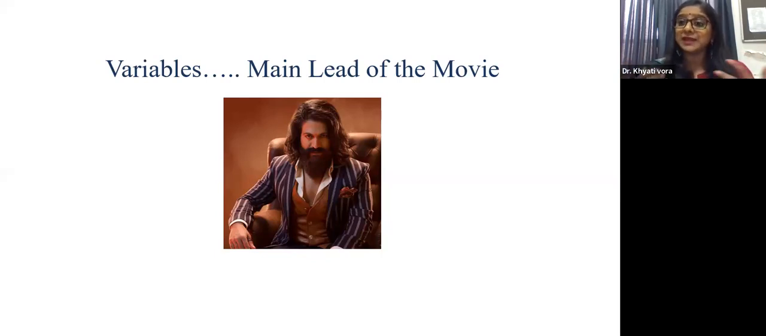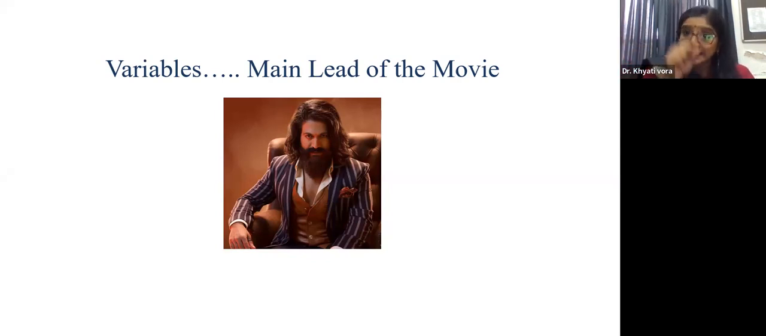So, something that varies. If something is constant, do we do research? Is there any requirement of research when there is something very constant? There is no need of research. We do research if something is variable, there is some movement, there is some pattern, and we want to know how much is this moving, why is it moving, when does it move, what will happen in the environment that that thing will vary.